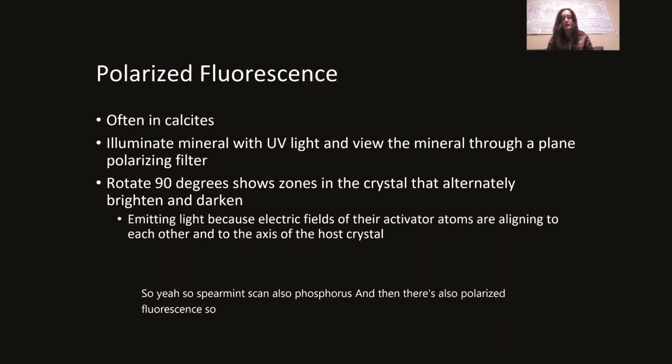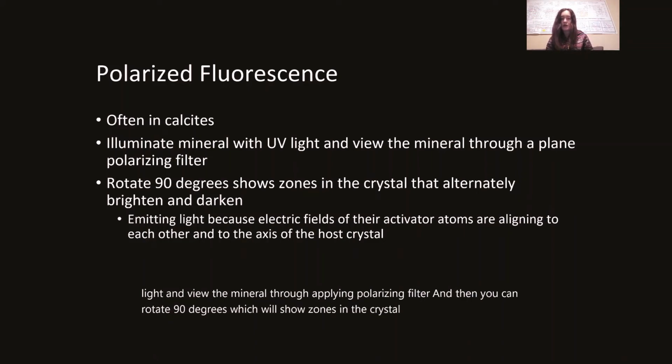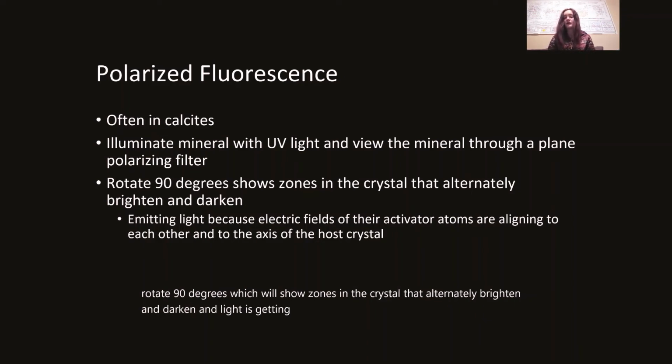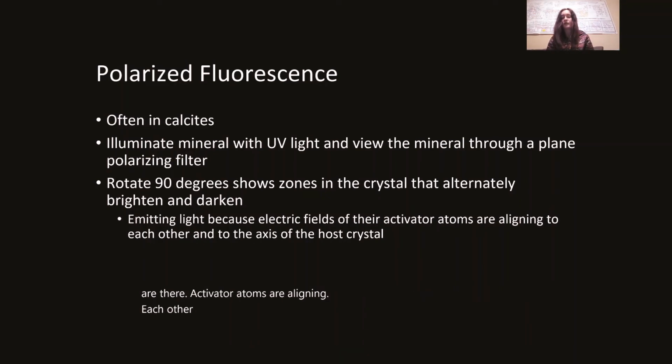This is often in calcites. You illuminate the mineral with UV light and view the mineral through a plane polarizing filter. And then you can rotate 90 degrees, which will show zones in the crystal that alternately brighten and darken. And light is getting emitted through that because the electric fields of their activator atoms are aligning to each other and to the axis of the host crystal.